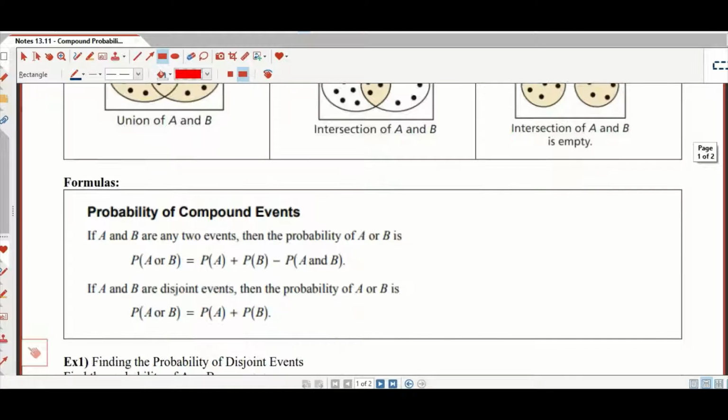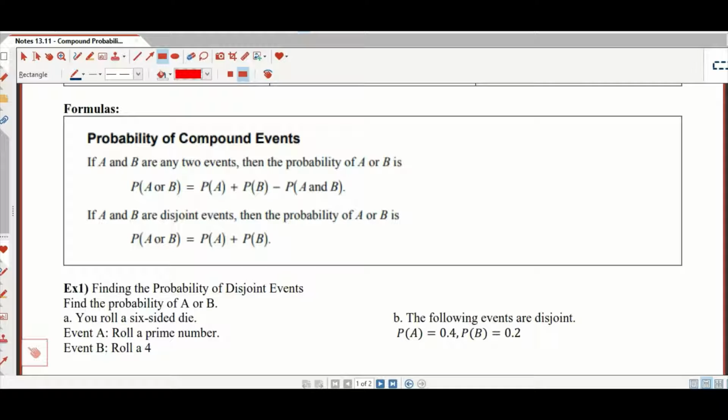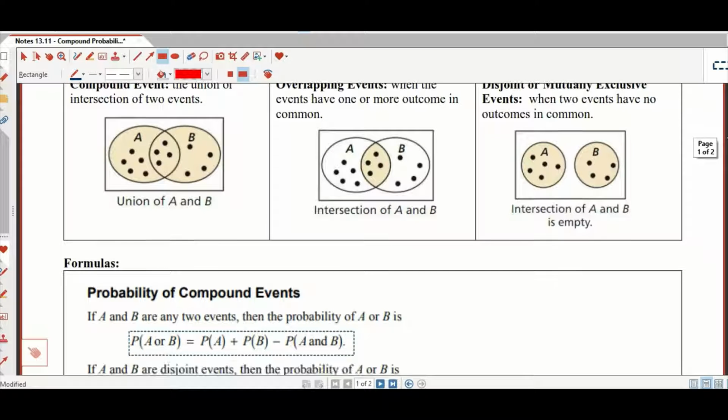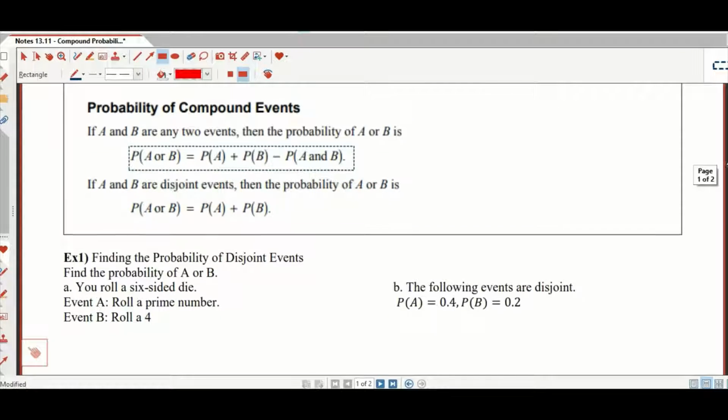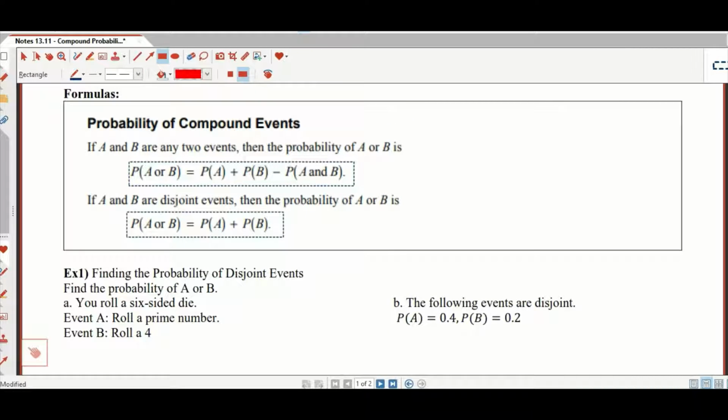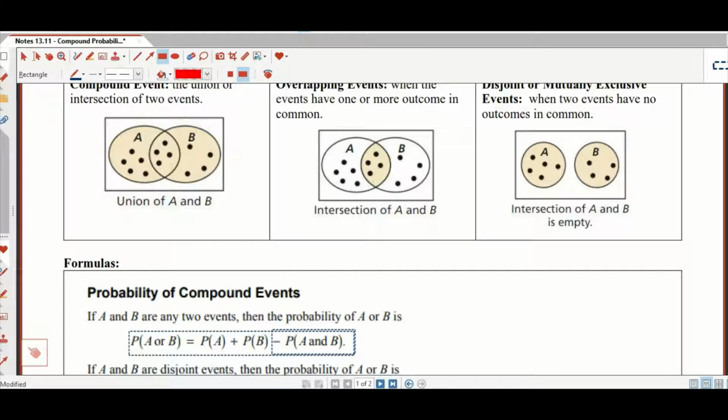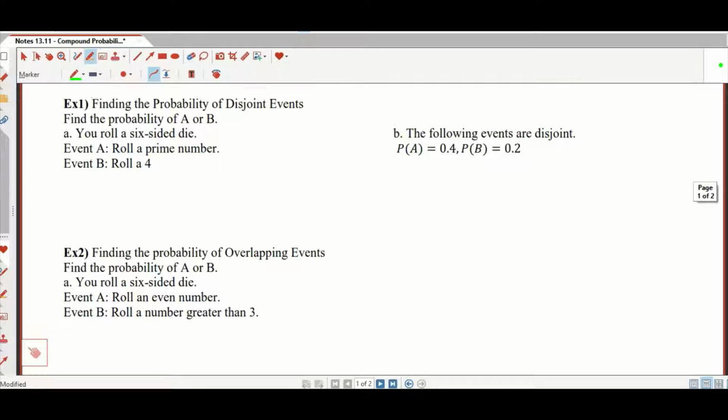Okay? So the probability of compound events, if they overlap, this is how you calculate the probability of A or B occurring. That is, if A or B happens, not A and B, A or B. If they're disjoint, it's much easier. If they are not overlapping events, then you just add them together. Otherwise, you have to take away the probability of their intersection. Why? Because when you do this using your formulas, you would accidentally count that twice if you didn't take one away. So let's start with disjoint because that's easy.